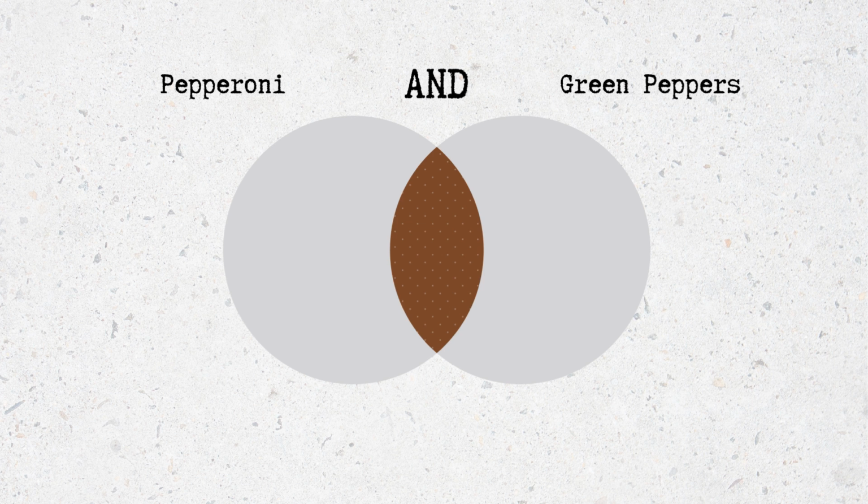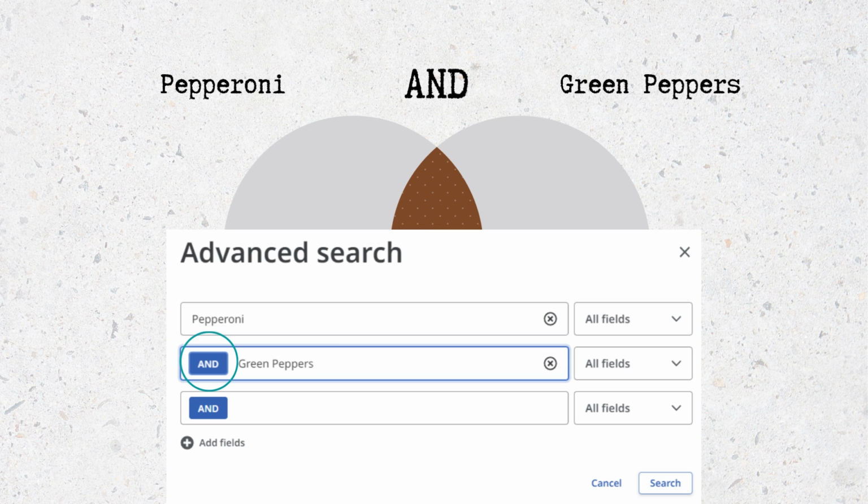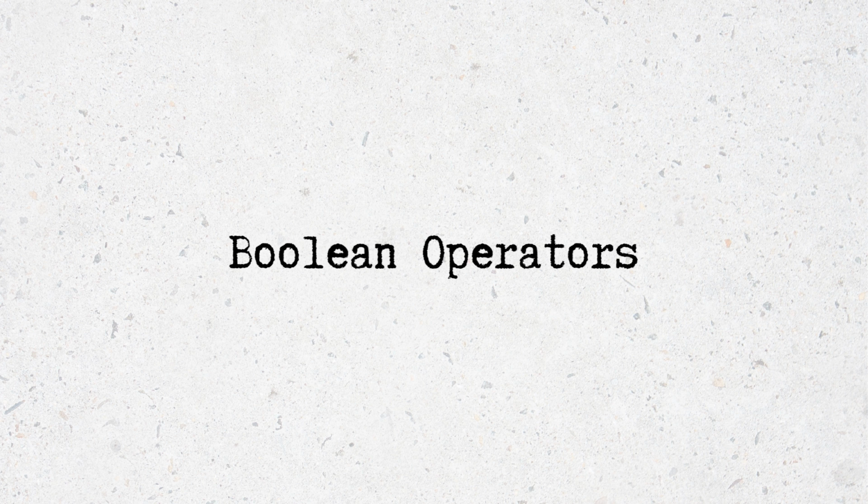If we asked how many like both pepperoni and green peppers on their pizza, there would be a much smaller group of people who liked both. If we turn that into a search in the library database, it would include a search field for pepperoni, a linking "and," plus a search field for green peppers.